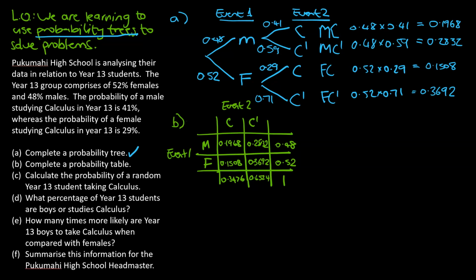0.3476 plus 0.6542. That gets us to 1. So we're happy with that. Okay, so we've now done our probability table. We'll switch pen colors and we're going to actually get into the questions now.